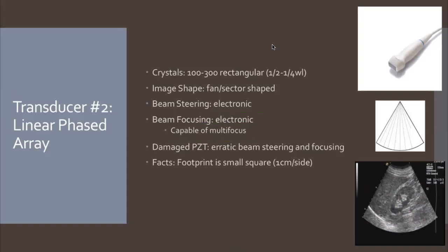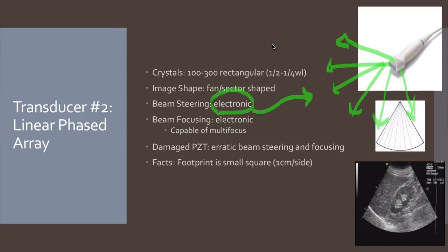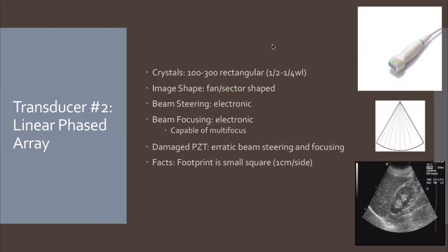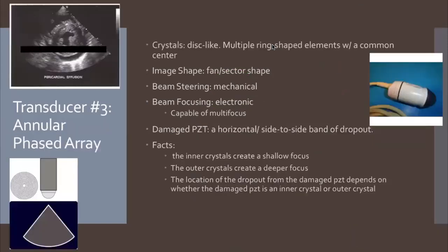Because it's so small, you're going to have pulses coming out in different directions. Remember, the transducer is small, so it doesn't really cover a whole lot of tissue. And this is where the beam steering electronic comes in, right? How are those pulses going out in different directions?